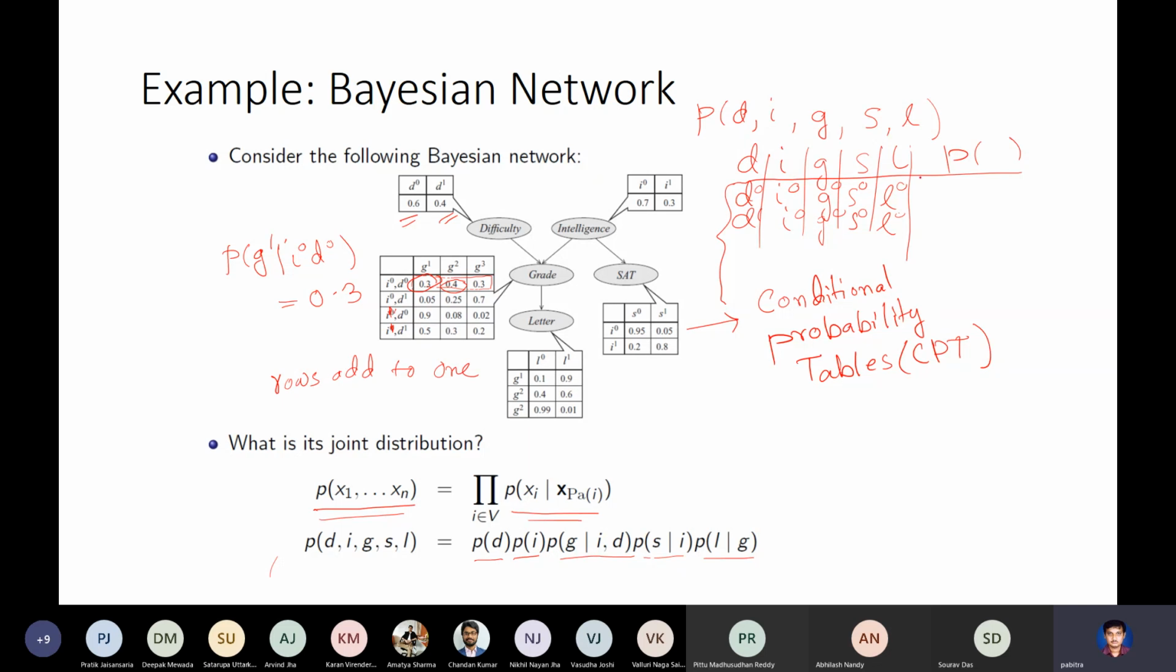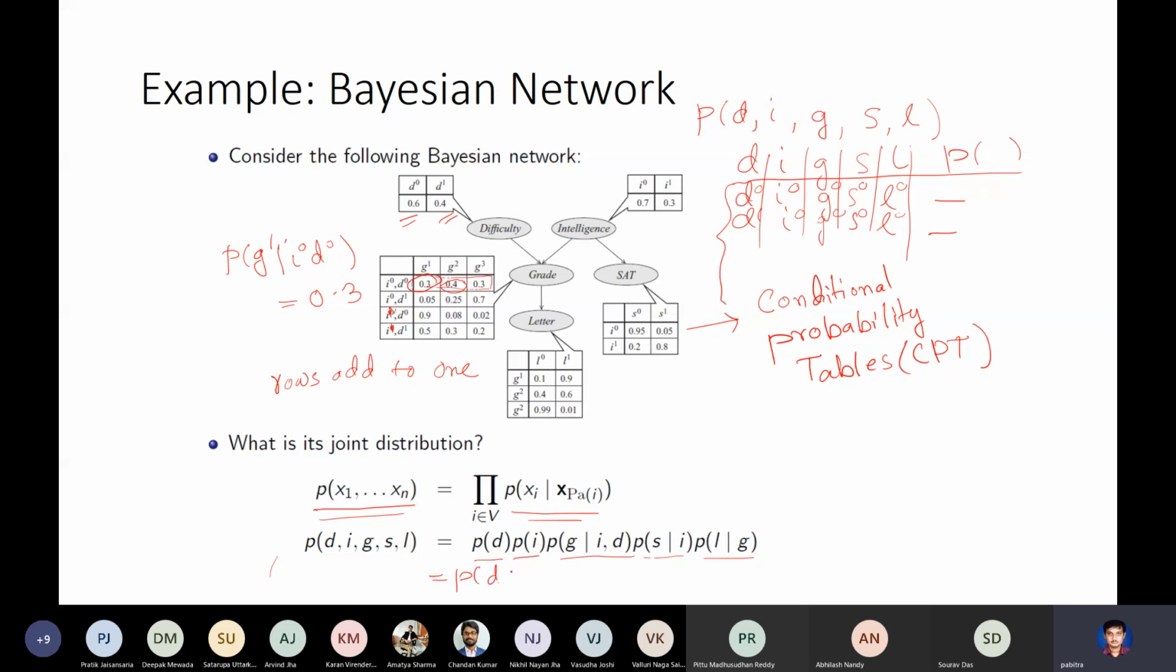And how do I find out the probabilities for the complete description? You look at a particular thing. Say I want to find out the joint probability of D0, I0, G0, S0, L0. So what is the probability that the course is easy, the student is dumb, the grade is bad, the SAT is bad, and the letter is also bad? What is the probability of all this happening? You just plug in these values here.